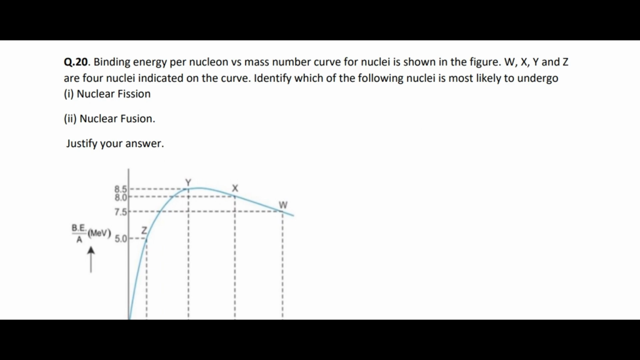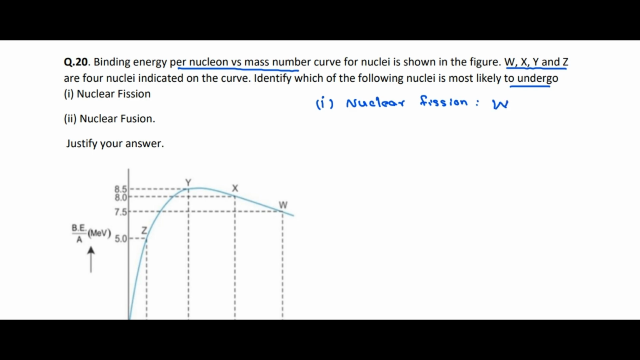Binding energy per nucleon versus mass number curve of nuclei is shown in the figure. W, X, Y and Z are 4 nuclei indicated on the curve. Identify which of the following nuclei are most likely to undergo nuclear fission and nuclear fusion. Justify your answer. Coming to the first one, nuclear fission. The nucleus which will undergo nuclear fission is W.